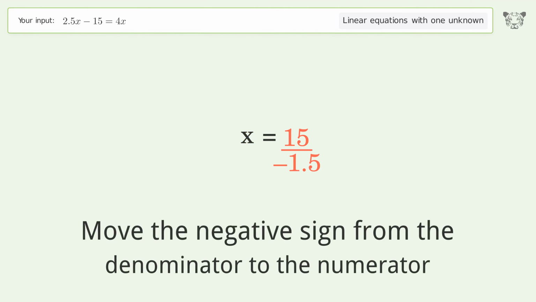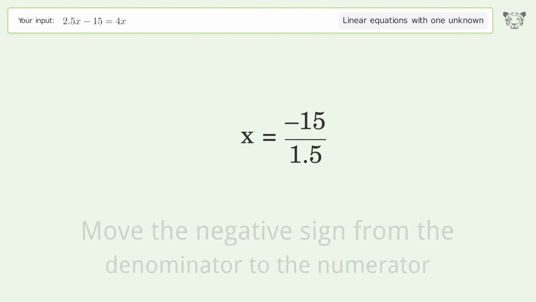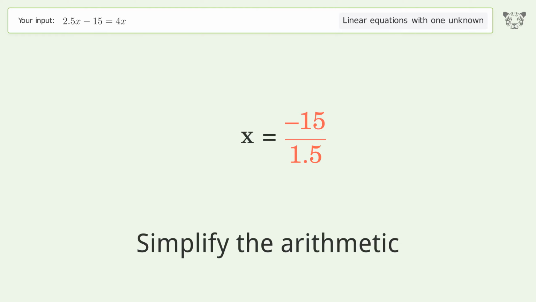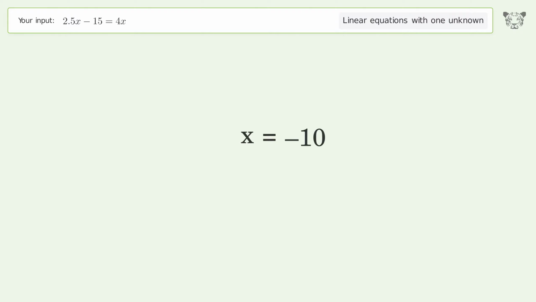Move the negative sign from the denominator to the numerator. Simplify the arithmetic. And so the final result is x equals -10.